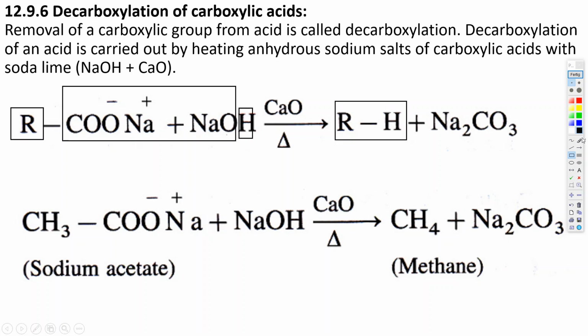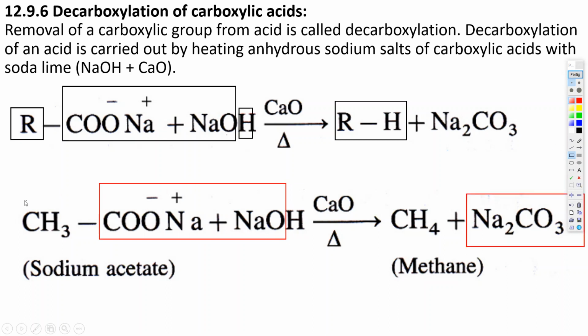Then the next example we discuss: sodium acetate, CH3COONa, heated with soda lime. Again write down the minor product Na2CO3, sodium carbonate, and write down the major product CH3 plus one hydrogen atom. We call it methane.